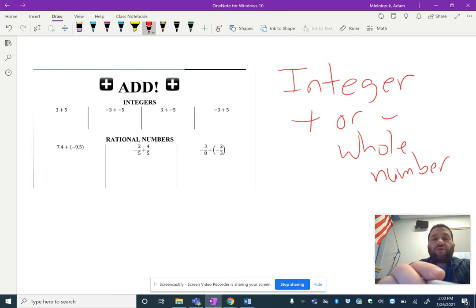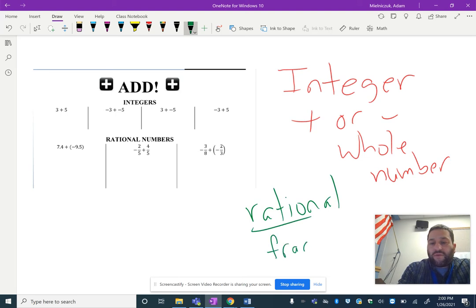Rational numbers, well, the base part of rational numbers is ratio. And ratio stands for fraction. So rational numbers are fractions. Now, when adding or subtracting them, there's basic rules to follow.